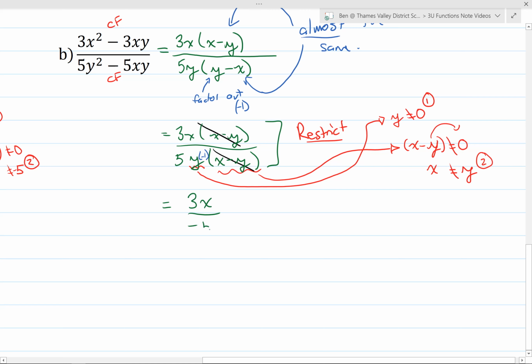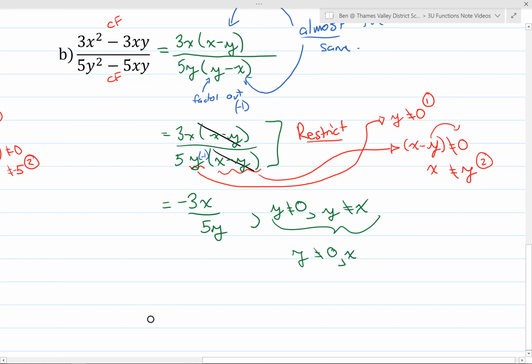Leaving me with 3x divided by negative 5y. Now, in general, you will get some picky teachers who always want, because convention in math is, if you do have a negative in a fraction, to have it in the numerator. So we're going to put that in the numerator. Our final answer would be negative 3x over 5y. And again, we would restate the restrictions here. So our restrictions were y cannot equal 0 and y cannot equal x. I could write it out like this, or I could write it as y cannot equal 0 or x. Fantastic. So that looks good.